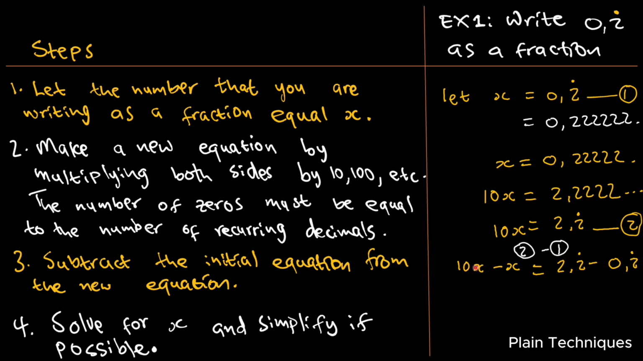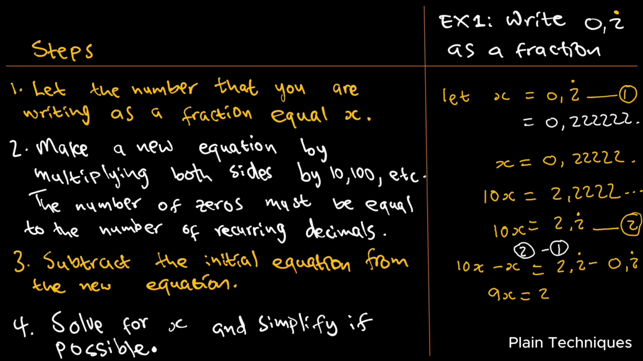So this is what I'm going to do. Simplify 10x minus x, so this will give you 9x. And on the other side, what do you have? You have 2.2 dot minus 0.2 dot. So that was the aim, to have that so that we can only deal with the numbers before the comma. So this will cancel each other, and therefore it's going to be 2 minus 0, which is 2.